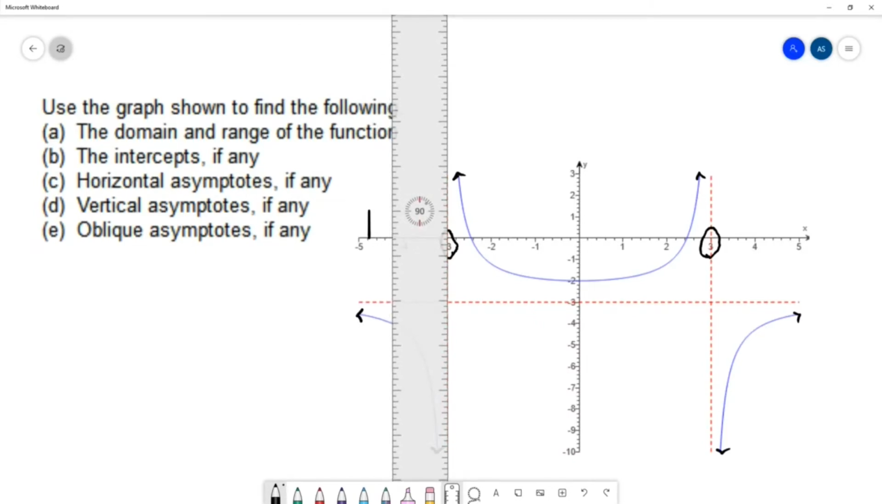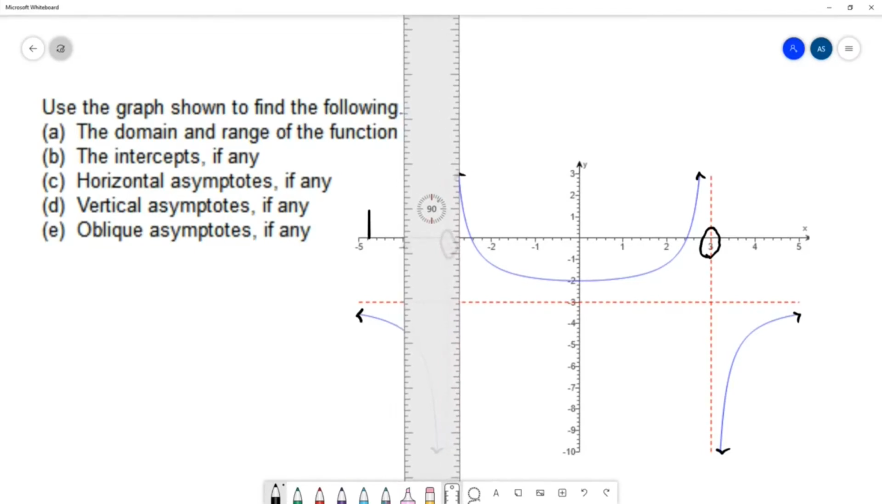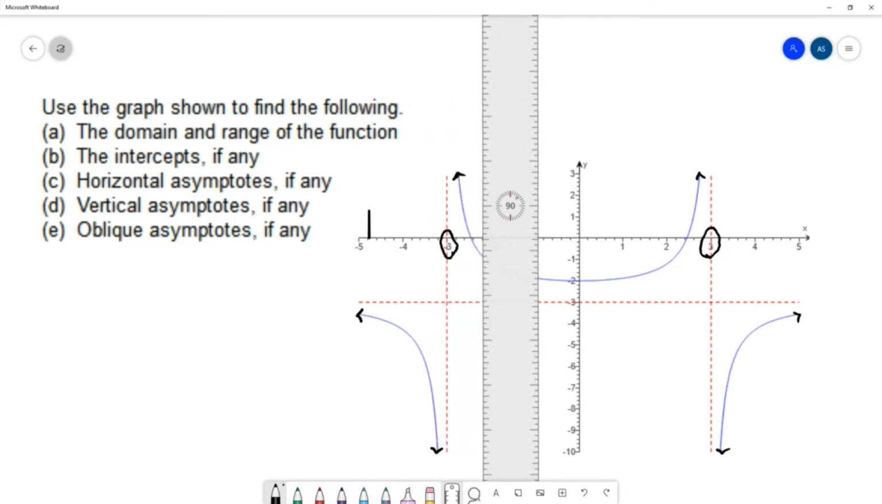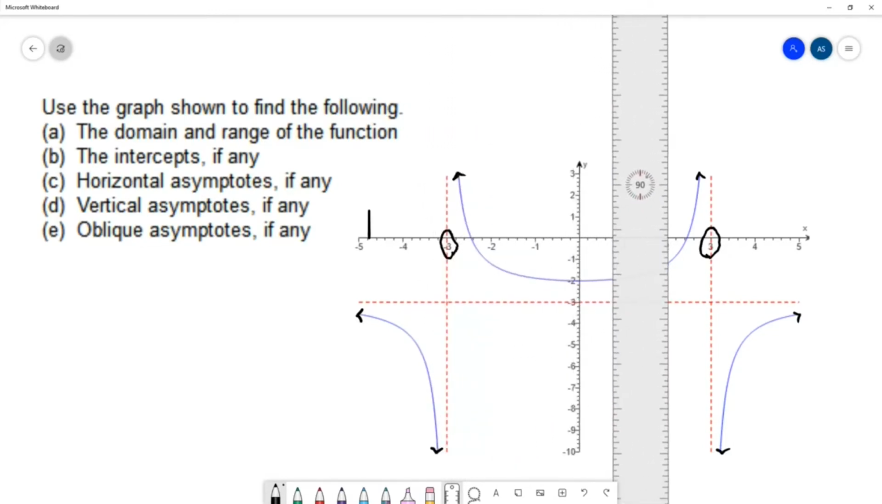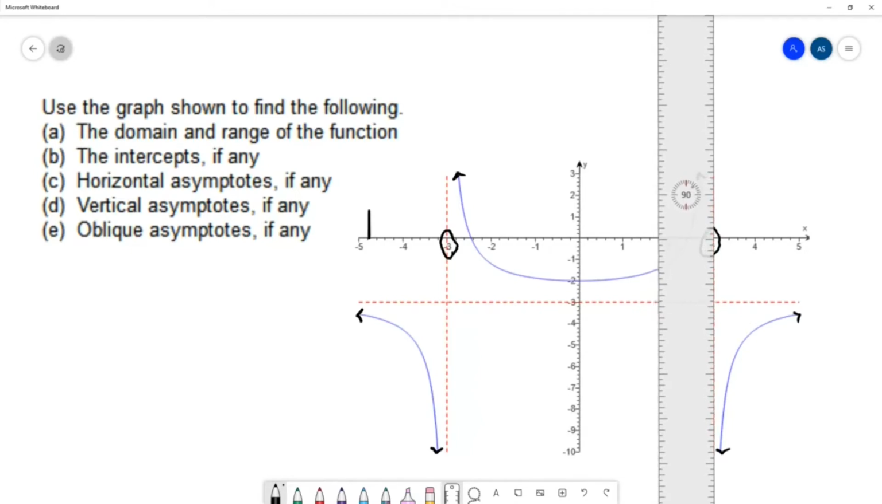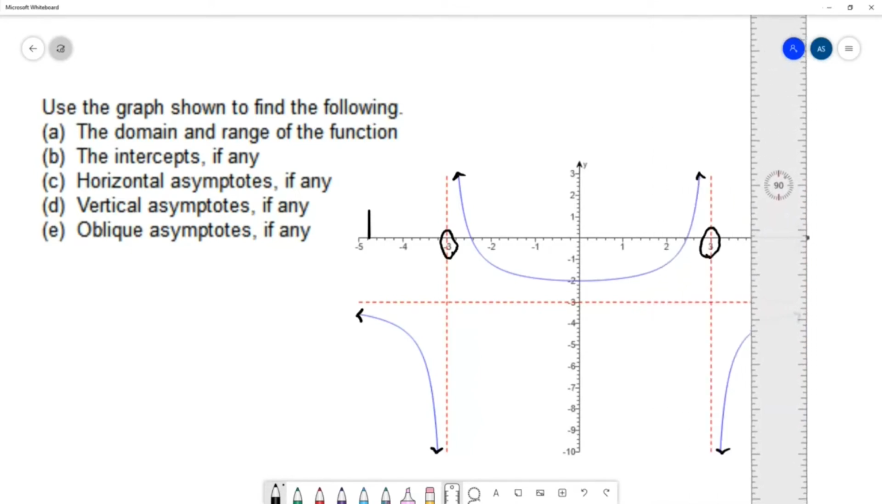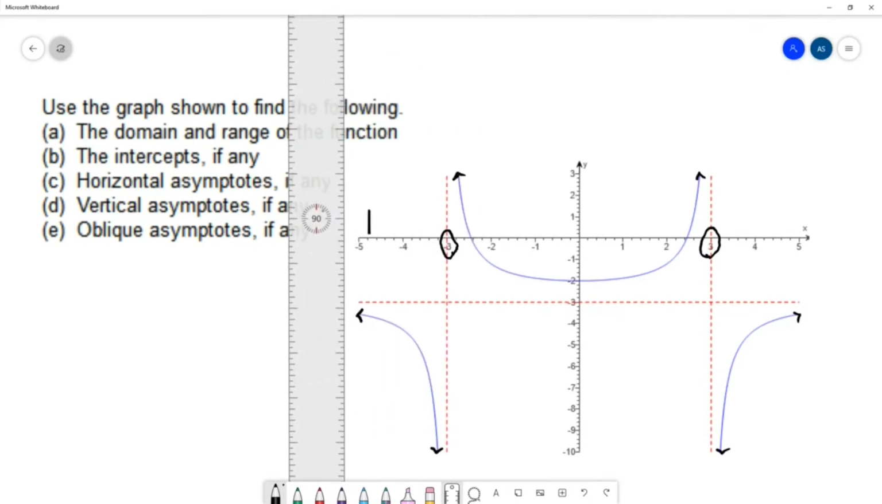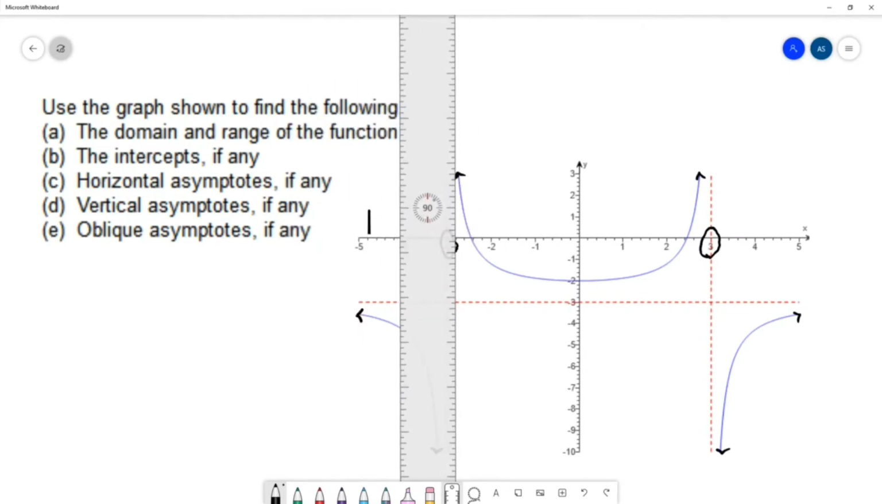What I mean by covered is that I'm touching the graph, and if I'm touching the graph, I'm also having an x value at that place on the x-axis. So it's covered all the way except for those two asymptotes. So I know that my domain is going to be all real numbers except for those two asymptotes.